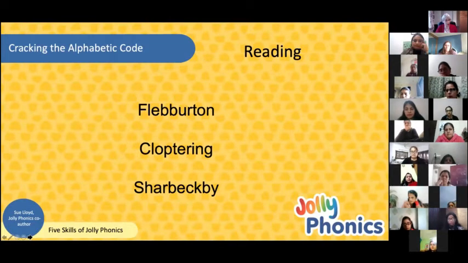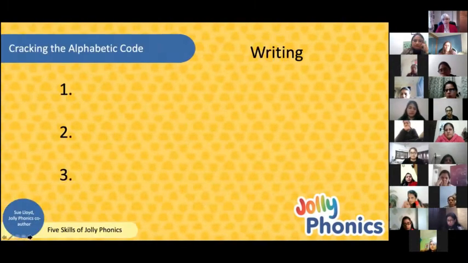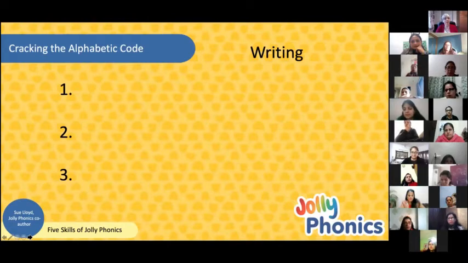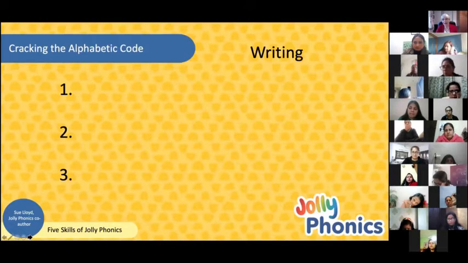So let's see how the code works for writing. Now for writing, we need to be able to hear those sounds in words. If you've got a word you want to write, and if somebody tells you that they live at, say, Tangdale, and you want to write it down, you have a go. So I want you to have a go. If you've got your pencils handy, see if you can write these three words. So the first one is Tangdale. So imagine I come from Tangdale.